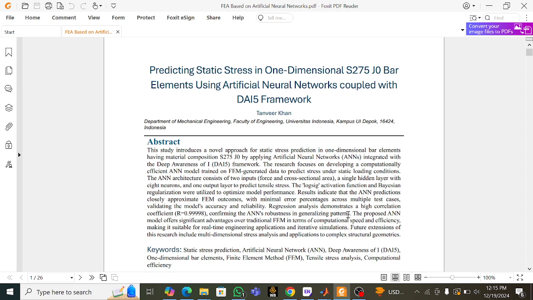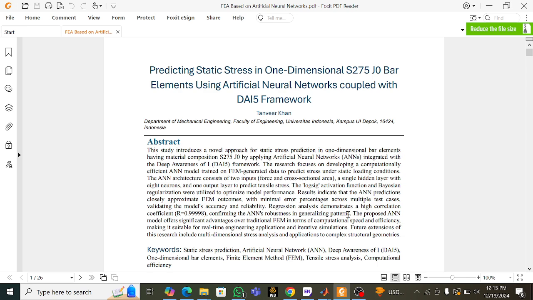I am a student of the Mechanical Engineering Department, University of Indonesia, the 4 campus. Today I am going to present my research article about static stress prediction in one-dimensional bar elements using an artificial neural network coupled with the diaphragm framework. The bar is made of S275J0 material.